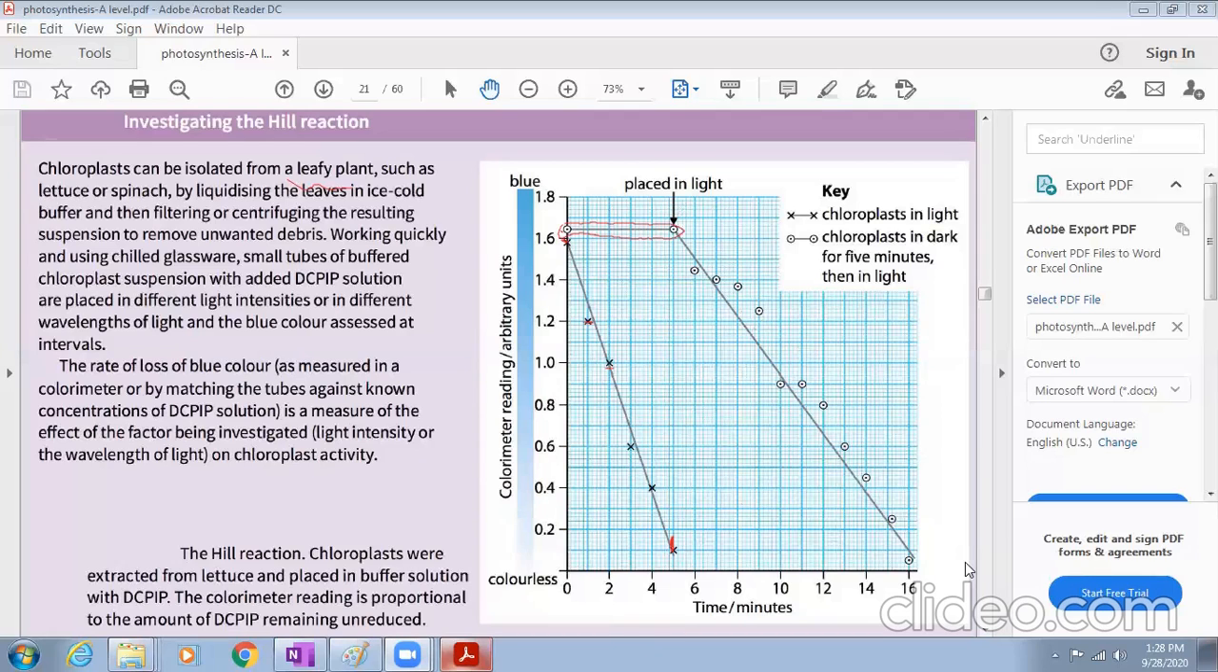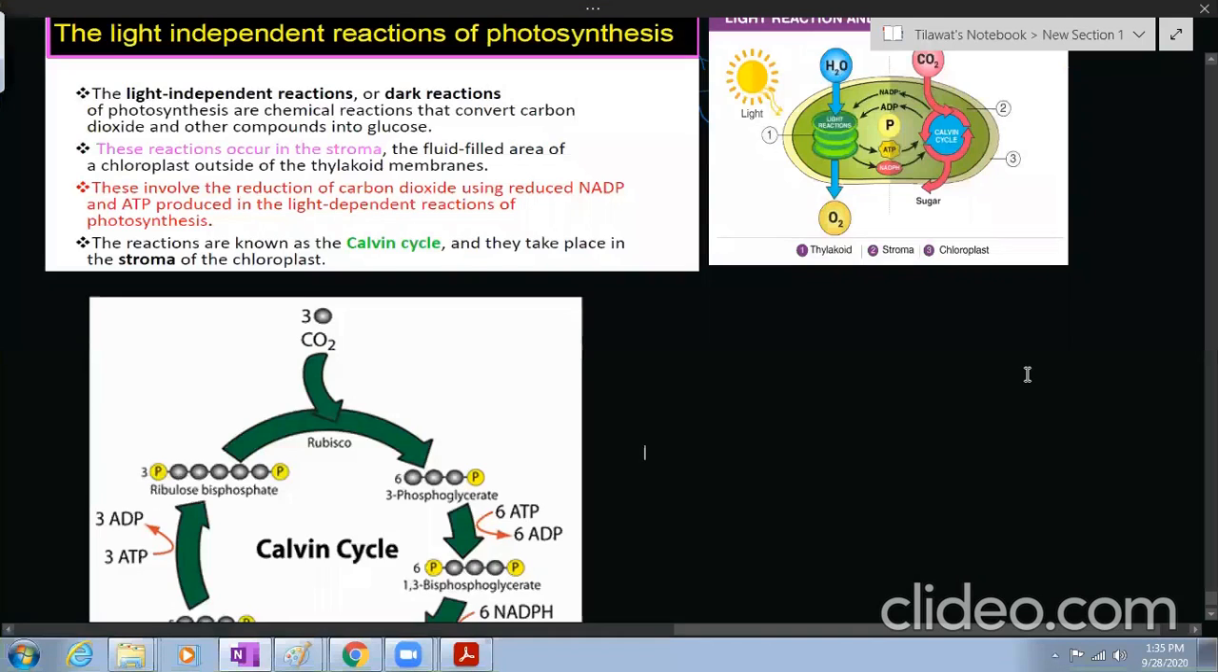So you can check by using this experiment different light intensity or wavelength of light at which the activity of chloroplast is more. Up to here we discussed the Hill reaction and light reaction of photosynthesis. Now our next topic is the light independent reaction of photosynthesis.